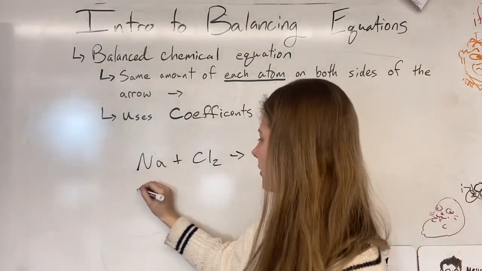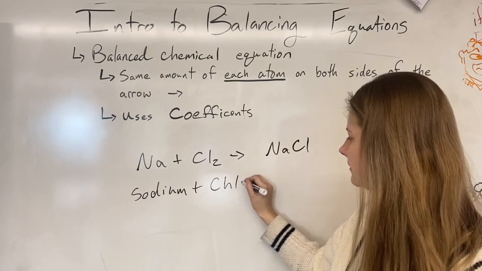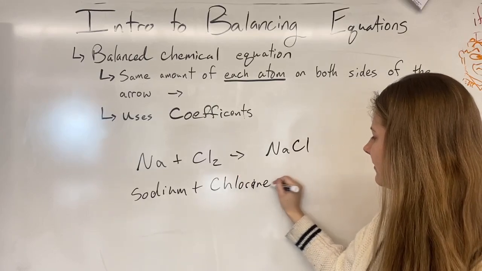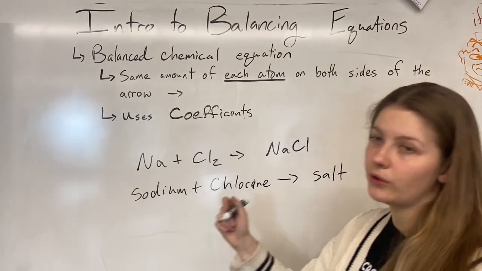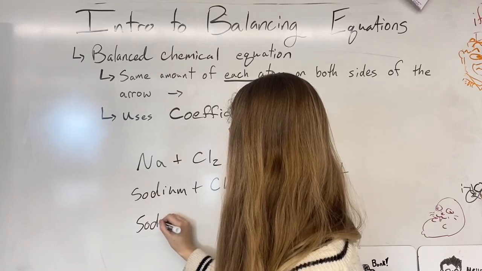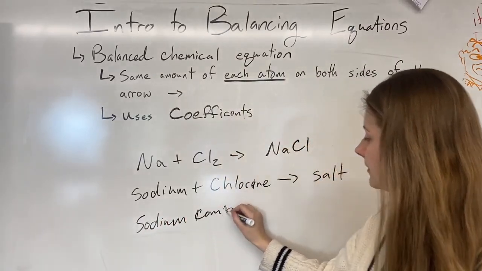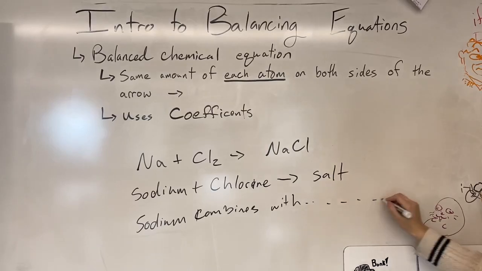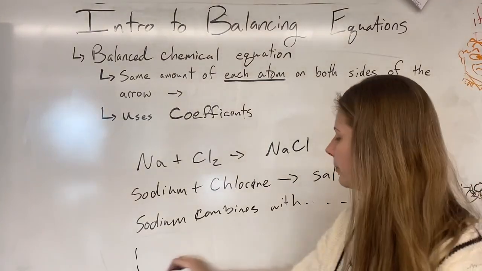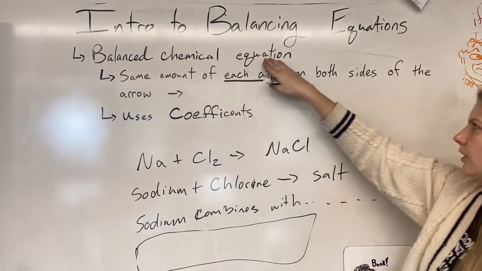We also have done word equations. So sodium plus chlorine makes salt. And then we could also make a whole sentence. So sodium combines with, etc., etc. There's actually a fourth way, and it's called a balanced chemical equation.